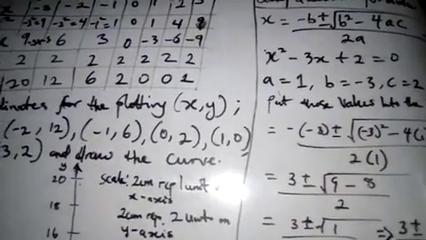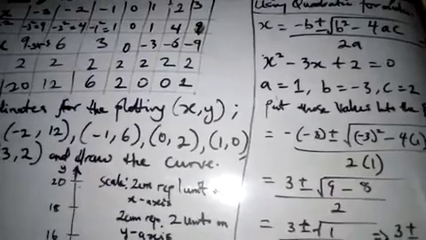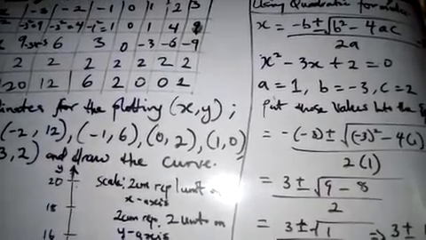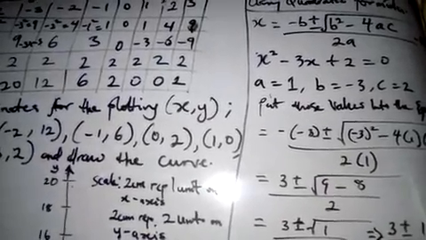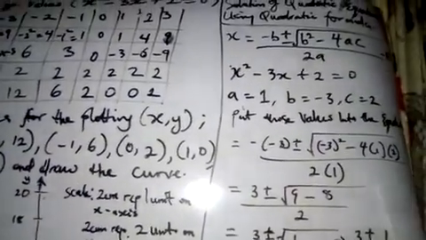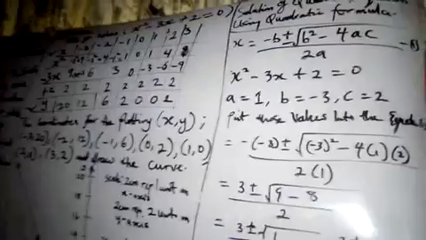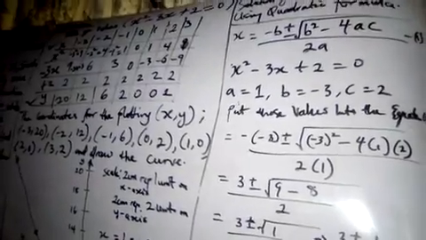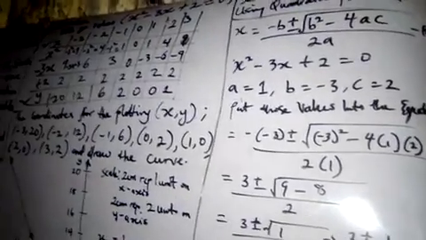So x is equal to what? x is equal to minus b plus or minus root b squared minus 4ac, all over 2a. You can see that.